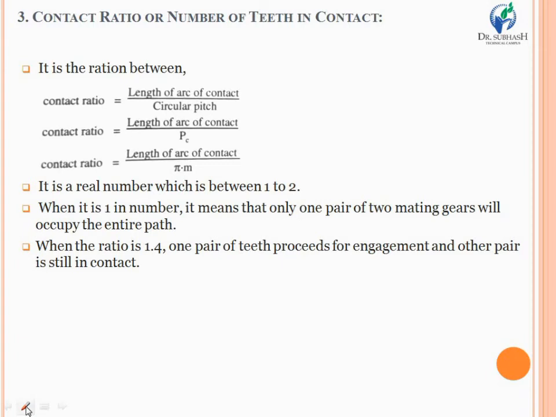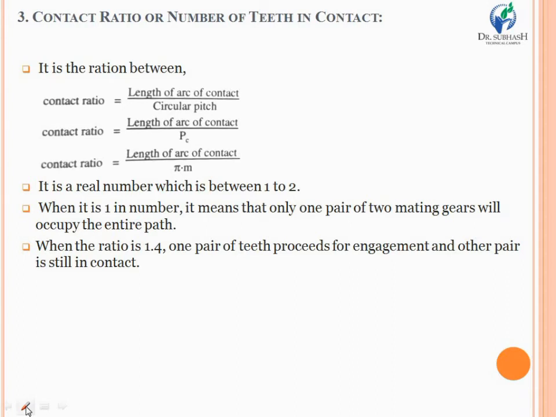Actually, contact ratio is a real number, and it should always be between 1 and 2 for the designing of any gear teeth. While you are designing any gear teeth, contact ratio should be between 1 and 2. When you take the contact ratio as 1, that clearly means that only one pair of teeth of two mating gears will occupy the entire arc of length GPH. In simplification, we can say that when one pair of teeth is just entering into engagement, the preceding pair of teeth is just being disengaged at that time.